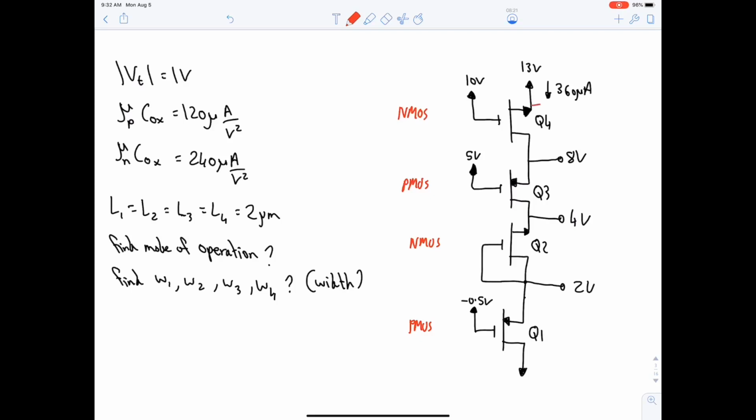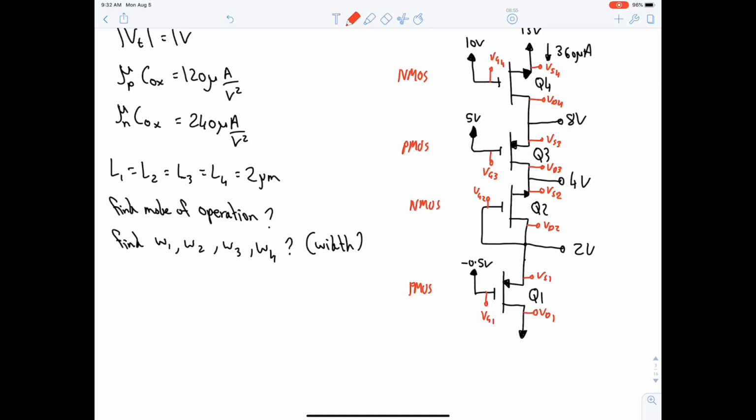Now this is VS4, this is VD4, this is VG4. This side is VS3, this side is VG3, this side is VD3, this side is VS2, VG2, VD2. This is VS1, VD1, VG1. I hope I didn't make a mistake. So let's start with Q1.